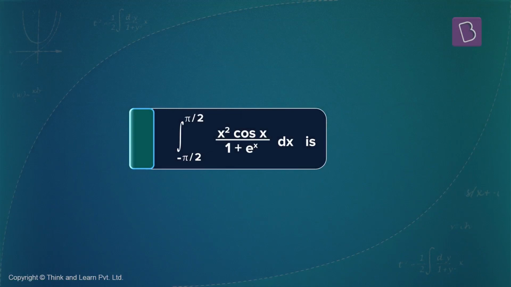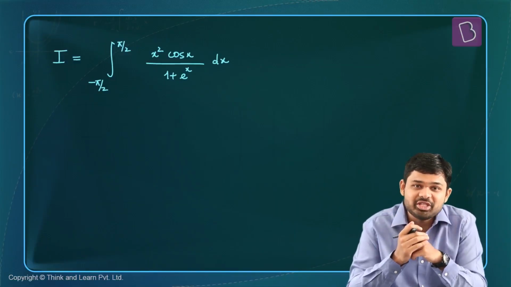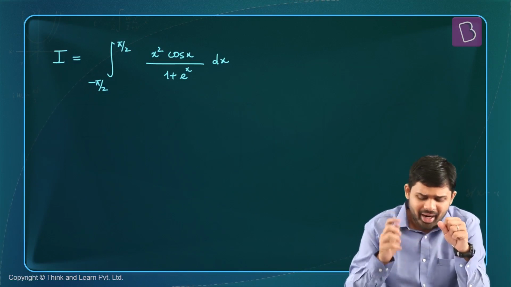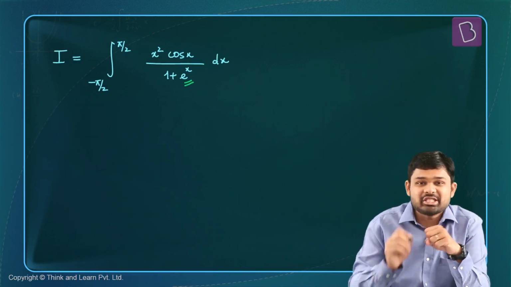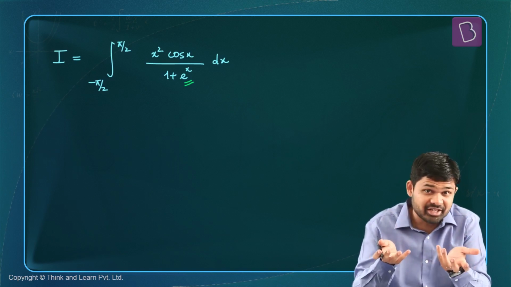So in this question, we have to find out the value of the integral, negative pi by 2 to pi by 2 being the limits, of x square cos x divided by 1 plus e power x dx. As soon as you see negative pi by 2 to pi by 2 in the limits, you are tempted to use the property of odd and even functions. But e power x, which appears in this question, is neither even nor odd. So you cannot use any property here.